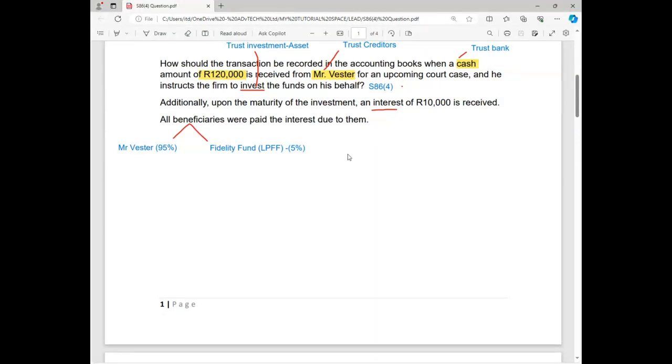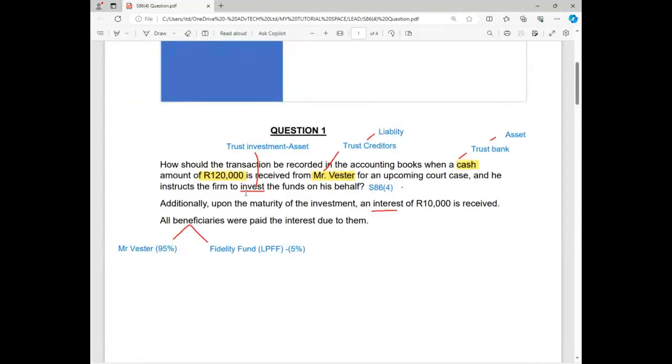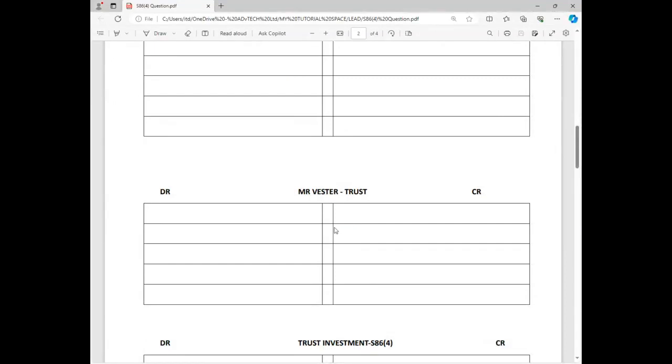Okay, this involves using two different or distinct or special accounts. When you receive money, remember here we received money from the client, we received 120. So there are two distinct accounts which we are going to open. Namely, we've got the trust bank or the trust cash book. Then we have got what we call the trust creditor. When I said trust creditor, I was referring to this one. So this is the same as the trust creditor. Mr. Vesta is the trust creditor.